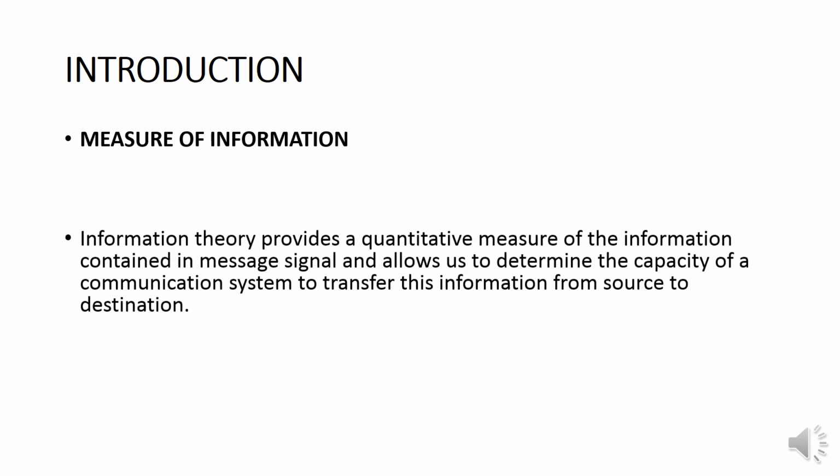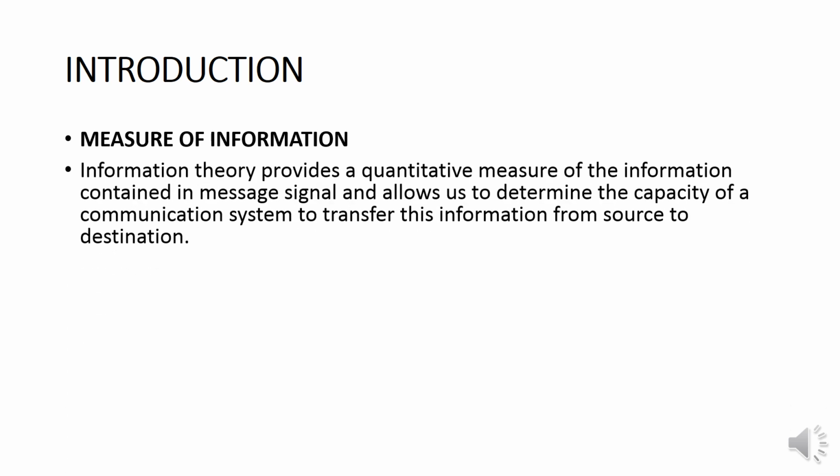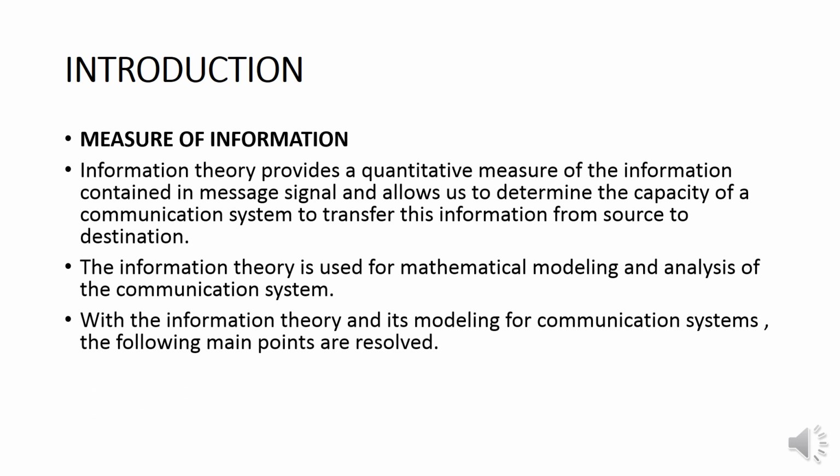So first we are going to introduce information. Information theory provides a measure of the information contained in a message signal and allows us to determine the capacity of the communication system to transfer this information from source to destination. Information theory is used for mathematical modeling and analysis of communication systems.